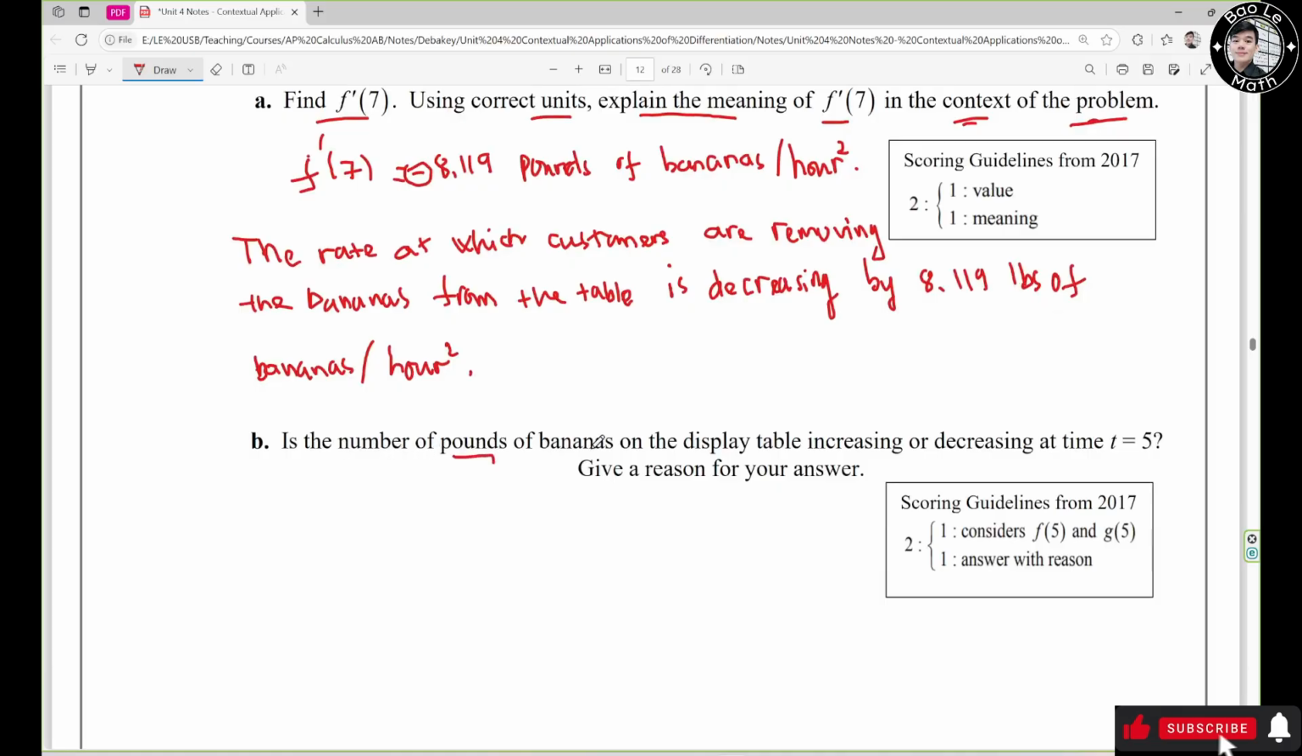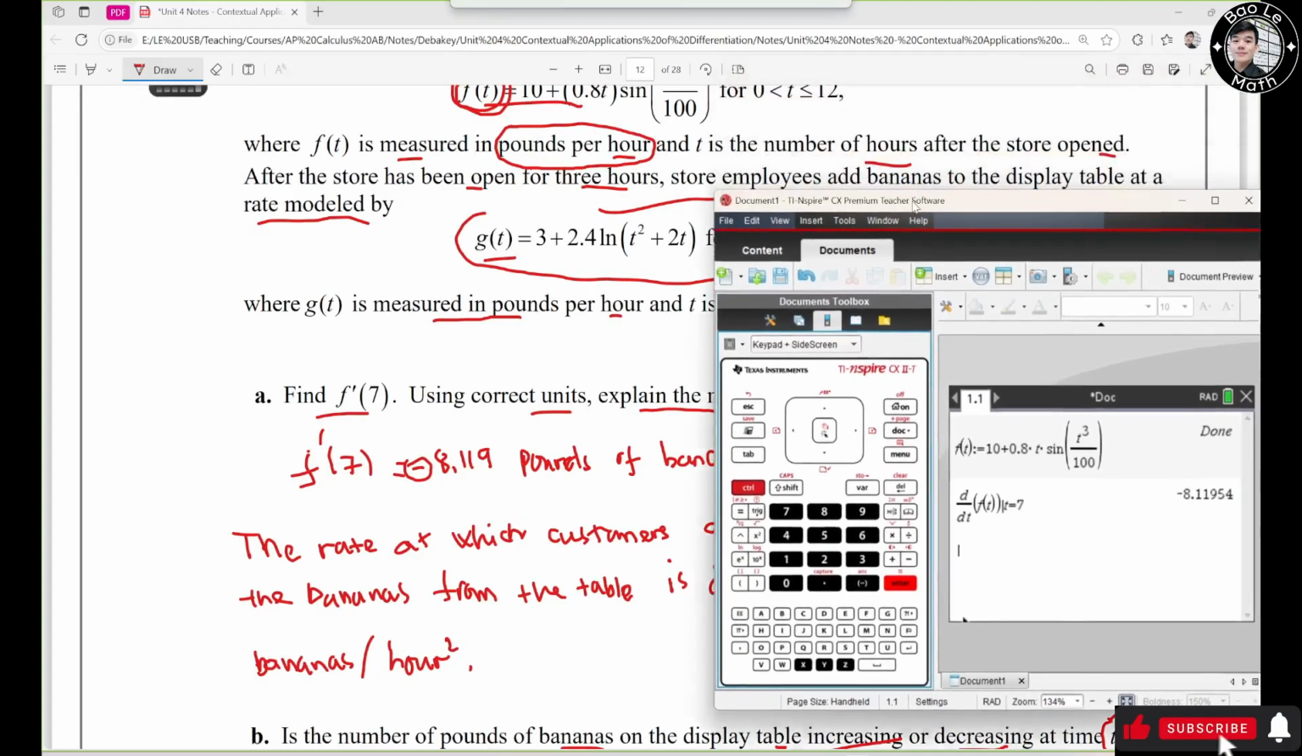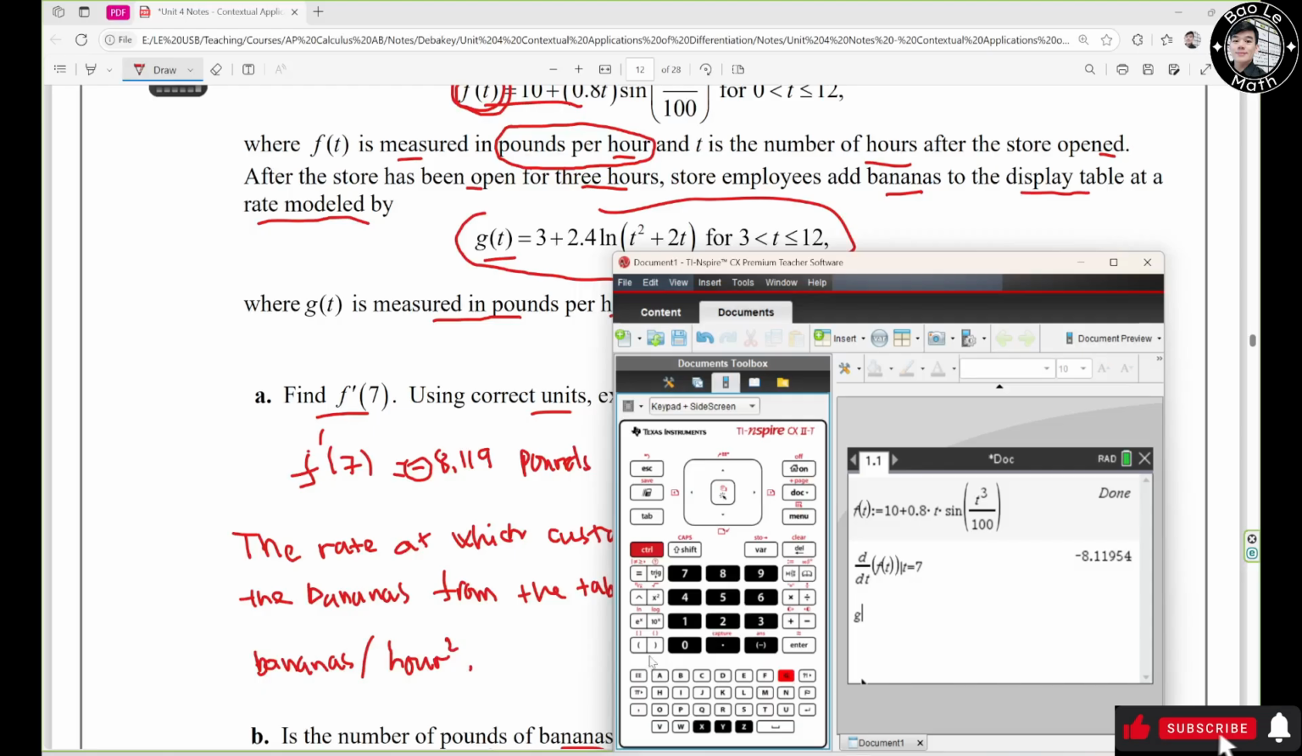Is the number of pounds of bananas on the display table increasing or decreasing at time t equals 5? Alright, so you need to find the change, g of 5 minus f of 5, right? So you're going to bring up the calculator. You need to store the function g, right? G of t. Then hit control and this button right here. Then you need to type 3 plus 2.4 times natural log of t squared plus 2t, right?